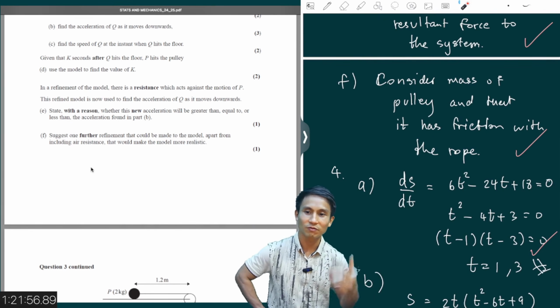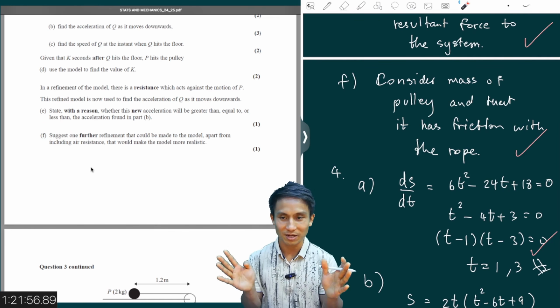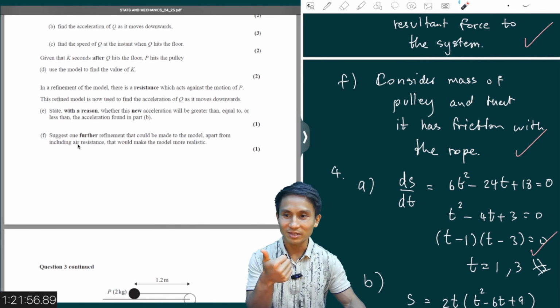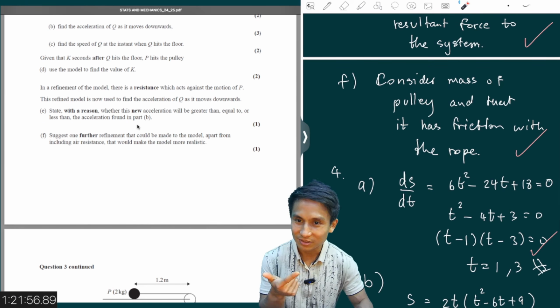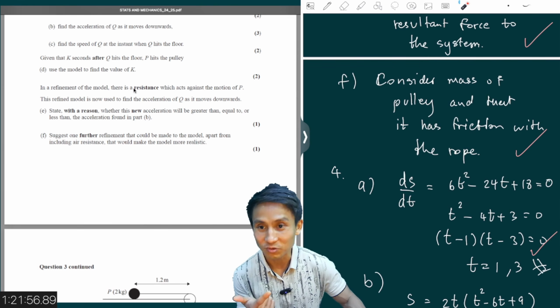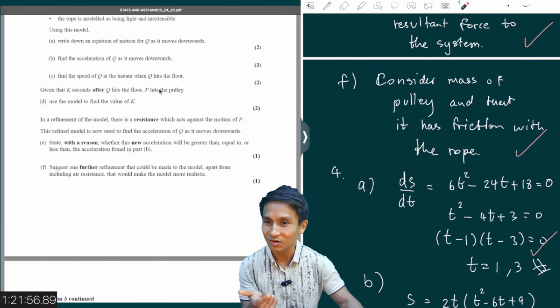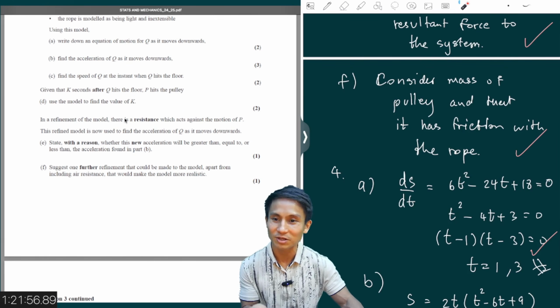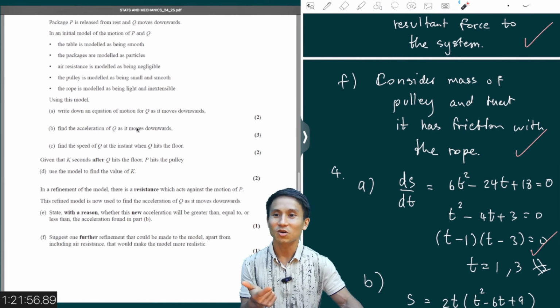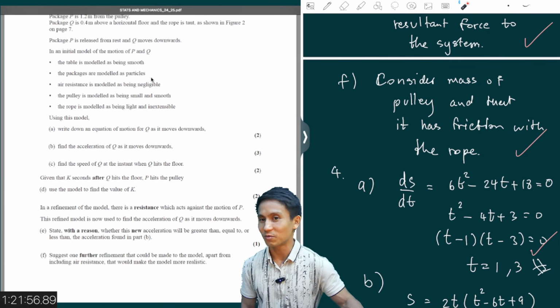Whenever they ask for further refinement, you've got to be careful, because some of them might not be applicable. Like they already say that you don't use air resistance. That's what they're saying here. They already took the resistance on the motion of P, right? They already consider that because they asked for further refinement. So this resistance is already the friction. So you can't use the friction on the table anymore.